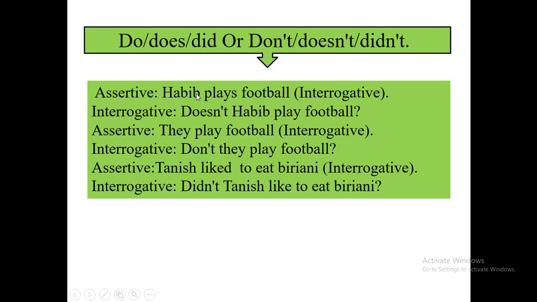Now another example, Habib plays football. Make it interrogative. It is an assertive sentence and its sense is affirmative. But in this sentence there is no auxiliary verb. If you don't find any auxiliary verb in a sentence, then you have to make it an interrogative sentence by using do, does or did according to its subject, person of verb, position of verb and tense. As usual, you have to make it negative interrogative. So our sentence will be, doesn't Habib play football?